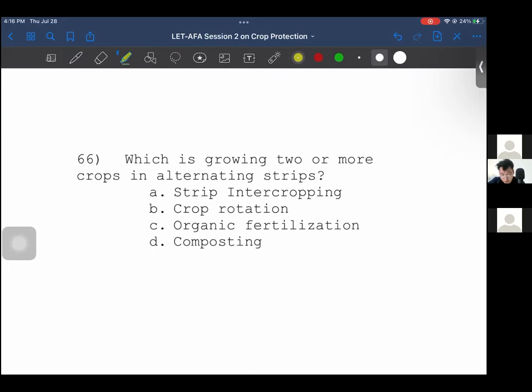Okay, next. Which is growing two or more crops in alternating strips? This is a very simple question and a very obvious answer based on our choices. So the answer is strip intercropping. Crop rotation, as we've discussed kanina, the principle is that it breaks the life cycle. Organic fertilization is fertilizing using compost or any organic material, whereas composting is the act of making a compost wherein it is mixed using plants or any organic material that contains nitrogen, phosphorus, and potassium. So yeah, strip intercropping.